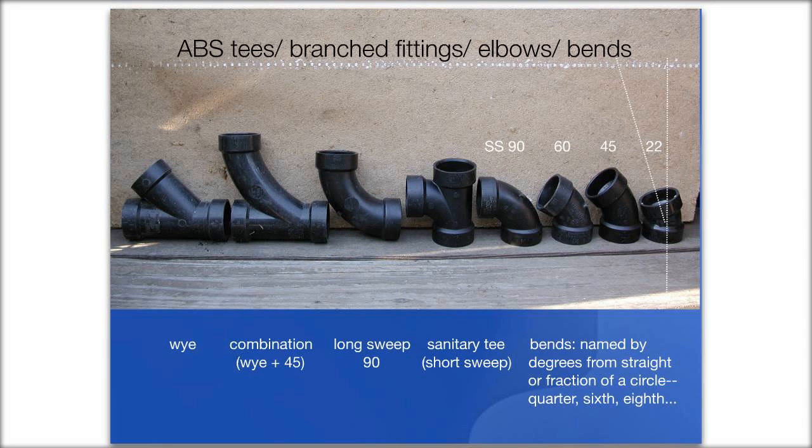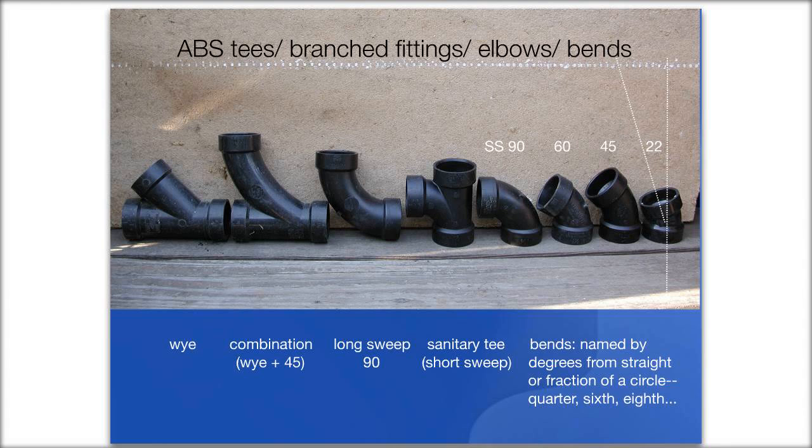When you have a branched fitting, that will either be a T, or we just mentioned the Y and the combination. And so you can see those pictured here. When we're talking about fittings that bend the direction of the pipe, if it's a coupling, it just joins the pipe and the pipe goes straight. So imagine a coupling just having the pipe go up vertically. The smallest fitting, a 22, would bend that straight pipe over 22 degrees.